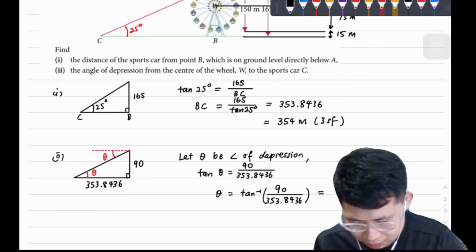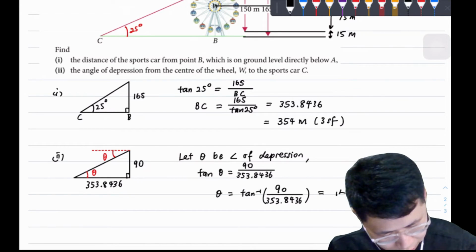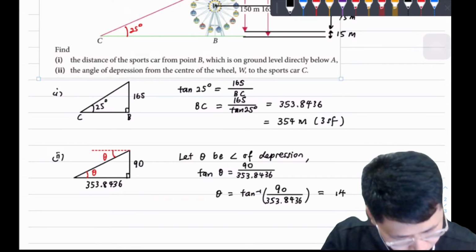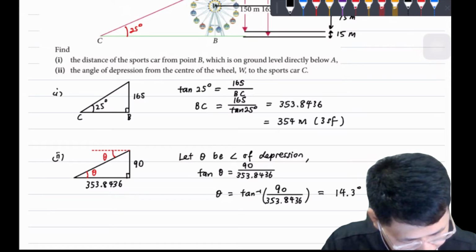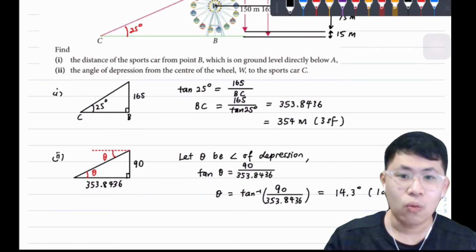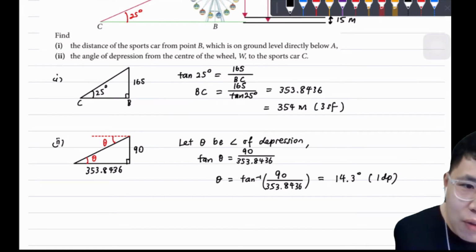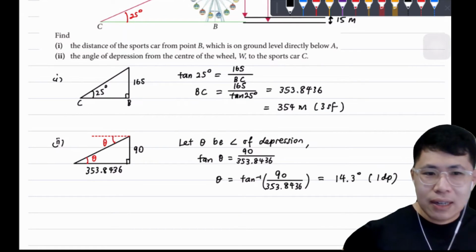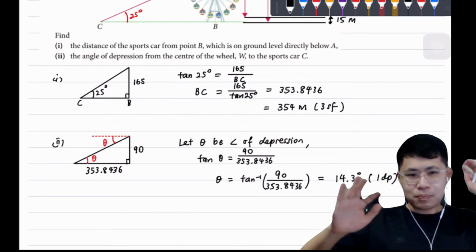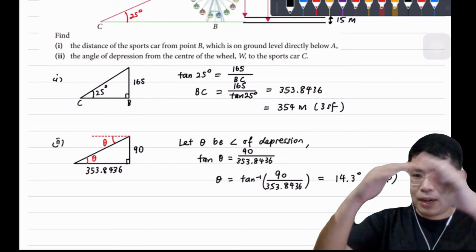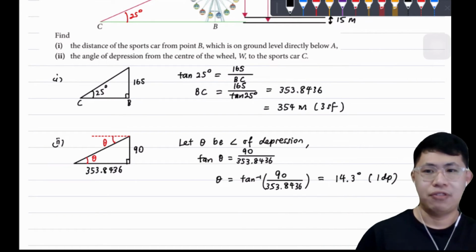Okay, and this is going to give me a number. So the angle is going to be 14.3 degrees. In degrees, usually we leave it to 1 decimal place, like this. So this is how we do questions involving angles of depression. Mainly we are looking at tangents, because in a right angle triangle, opposite is the height, and adjacent will be the length from our reference point.